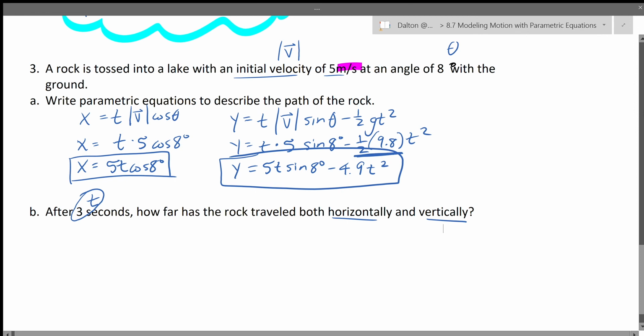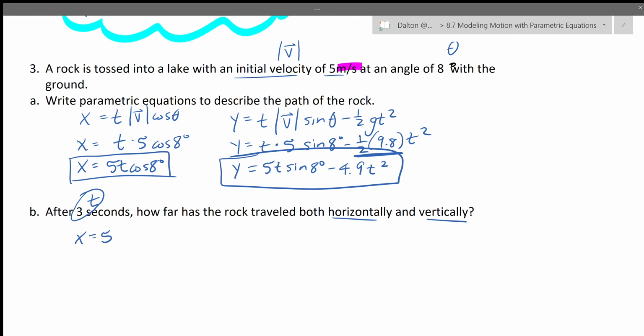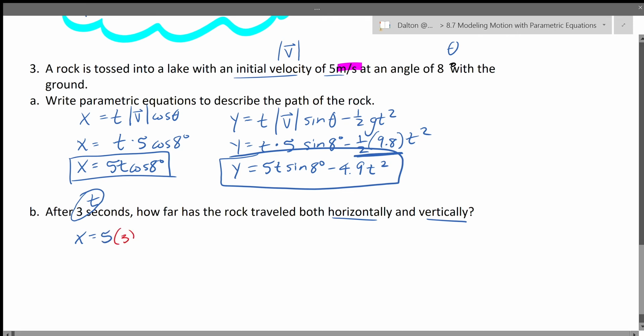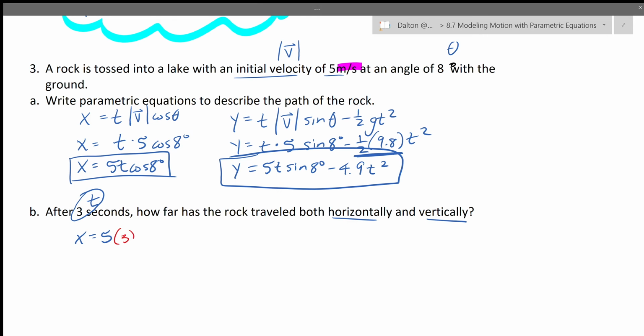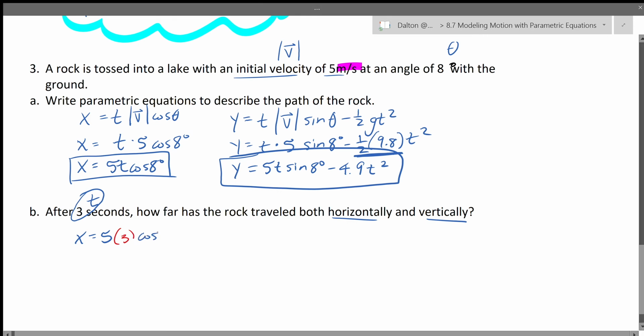Okay, so let's do horizontally first. We're going to get x equals 5 times 3 (plugging in 3 instead of t) times the cosine of 8 degrees. And this time you're actually going to plug this into your calculator and simplify, again verifying that you are in degree mode. So essentially 15 times the cosine of 8 degrees. To the nearest hundredth, you should get about 14.85. Again, we always need to include our units. So how far has it traveled horizontally? About 14.85 meters.